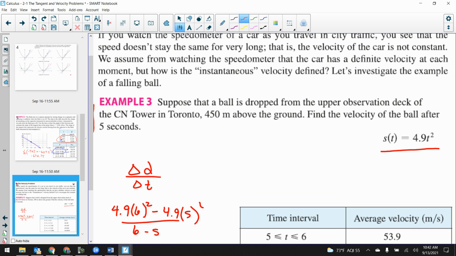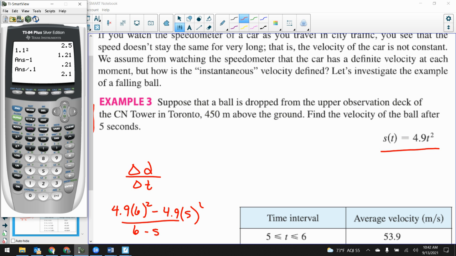So what I'm running here is plugging it into this equation at 5 seconds and then at 6 seconds. 4.9 times 6 squared minus 4.9 times 5 squared. And I'm dividing that by the difference of 6 and 5, which is 1. 53.9. The average velocity from time 5 seconds to 6 seconds is 53.9.